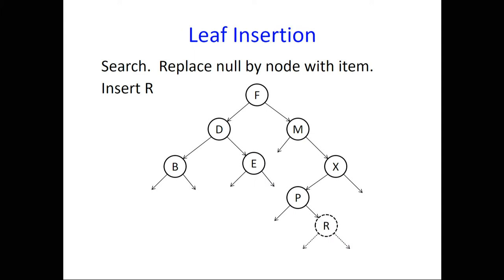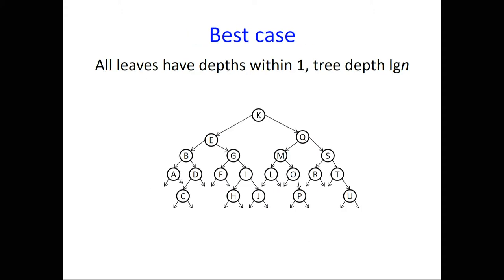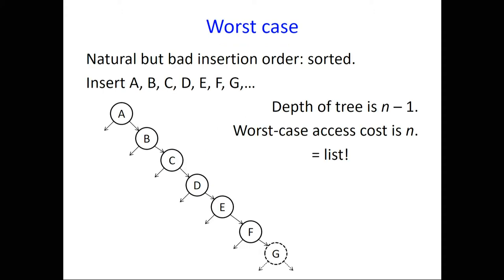like so. All well and good, except if we start with an empty tree and we start doing insertions in a natural order, let us say sorted order, smallest to largest. This is the worst case, not the best case. So if we start with an empty tree and we insert A, it becomes the root. We insert B, it becomes the right child of the root. We insert C, it becomes the right child of B, and so on. We get the same behavior as a linear list. This is the situation we want to avoid.